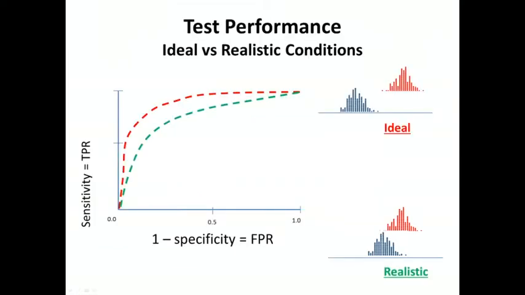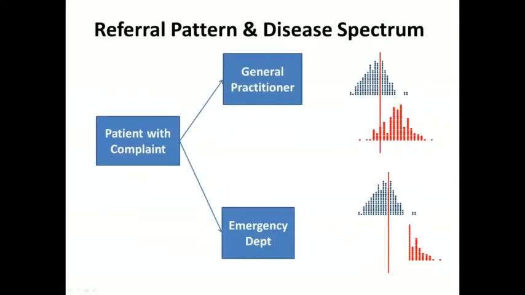So let's look a little more at that. If we look at our ROC curve, here's an ideal situation where there's a big difference between the populations, and your test should be able to tell them apart. That would be the upper red curve. A more realistic situation is shown below on the green line on the ROC curve, and we'd have much worse test performance. So how could this happen? How could we get differences in the populations like this? Well, this could really depend a lot on what we call a referral pattern or disease spectrum.